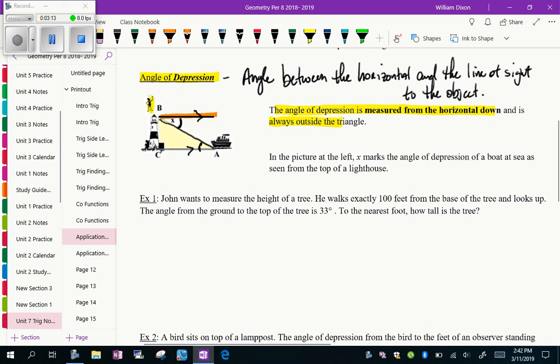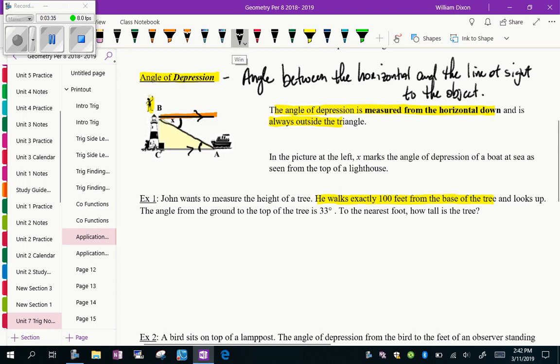It says John wants to measure the height of a tree. He walks exactly 100 feet from the base of the tree. Let's highlight that. 100 feet from the base of the tree, and looks up. He's looking up, elevating. The angle from the ground to the top of the tree is 33 degrees. How tall is the tree?